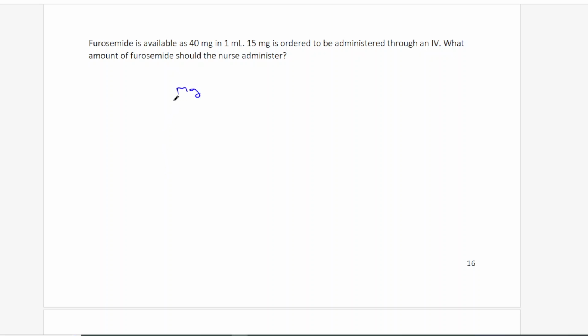We're going to set up milligrams to milliliters, or flipped, it doesn't matter. Then you're going to have a known dose. So furosemide, I don't know what that's used for, is available as 40 milligrams in 1 milliliter. So that's my known ratio, 40 milligrams in 1 milliliter. If you like the units, add them. If you don't, don't. I want 15 milligrams to be administered. I need to know how many milliliters of this furosemide, I'm probably saying that wrong, I need. So I know 15 milligrams. I want to know milliliters.